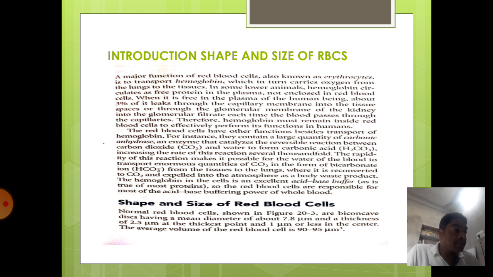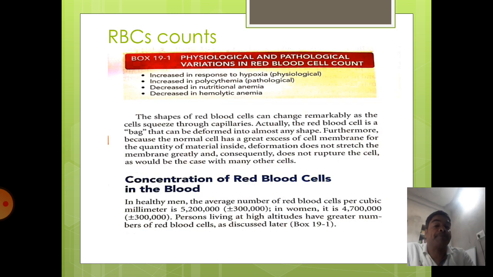Shapes and size of the red blood cells. Normal red blood cells are biconcave discs having a mean diameter of about 7.8 micrometers and a thickness of 2.5 micrometers at the thickest point and 1 micrometer or less at the center. The average volume of the red blood cell is 90 to 95 cubic micrometers.